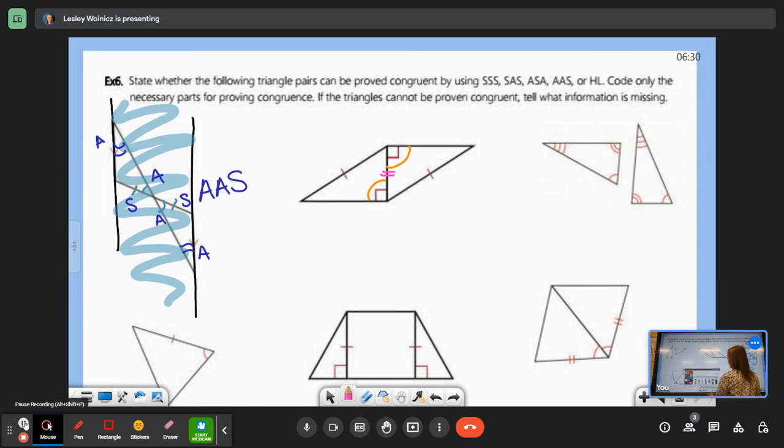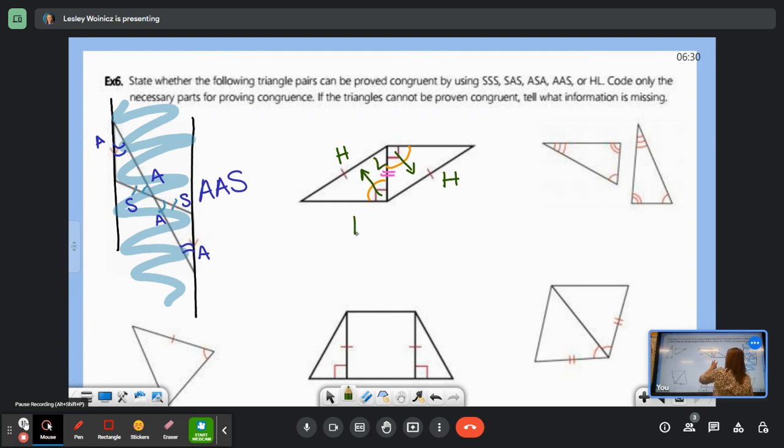But look, it's my favorite one. I've got two right angles, and I've got a hypotenuse. That's the long side across from the right angle. I don't know if I mentioned that before. I should have, so sorry if I didn't. Okay, and I have a leg.